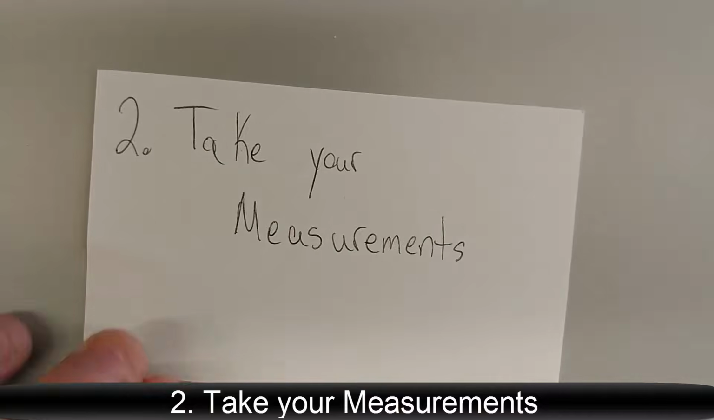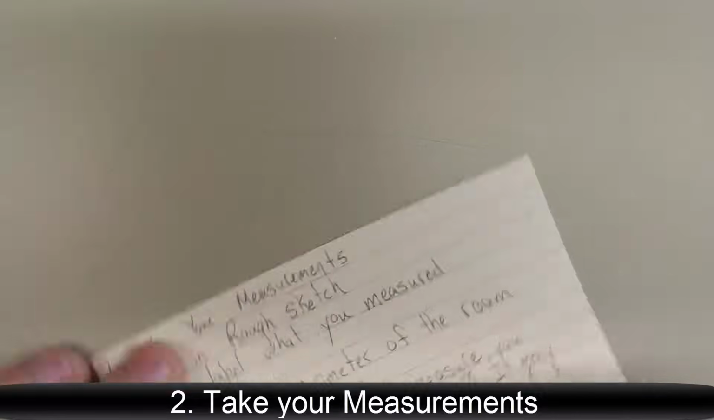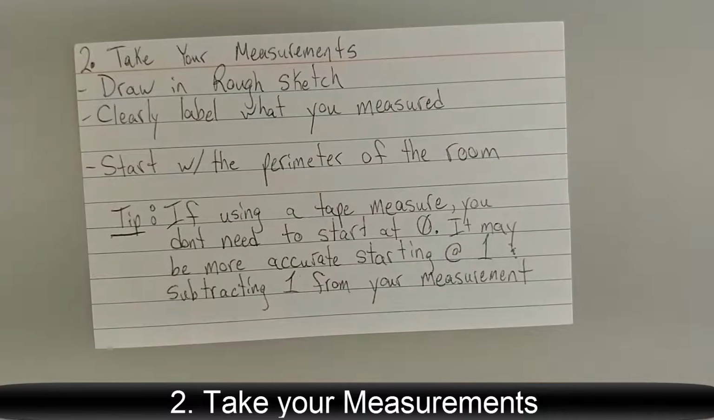Step two, take your measurements. That's right, you're going to have to measure things. So first you're going to draw your measurements right into your rough sketch. You're going to clearly label what you measured. So if you're measuring the length of a wall, you're going to draw right next to it the measurement of that wall. So I suggest starting with the perimeter of the room.